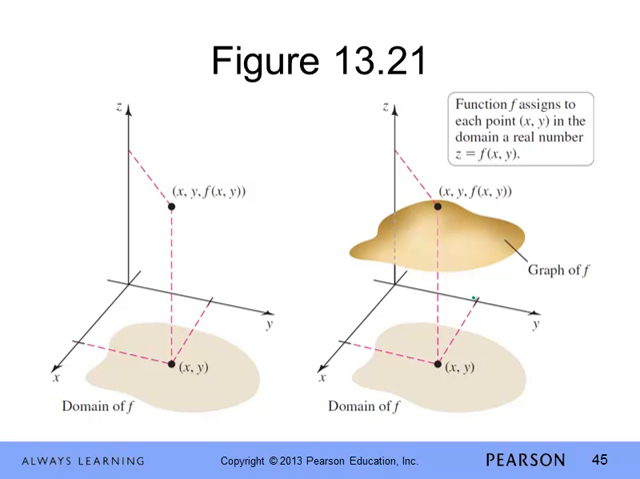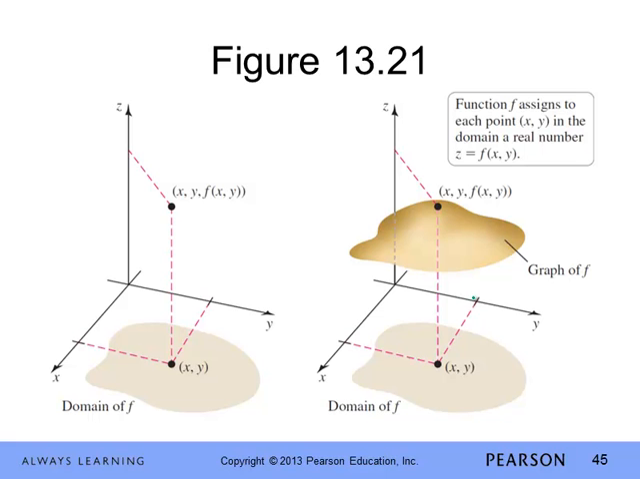So when we think about the graph of z as a function of x and y, f of x, y, what's the graph? Well, the graph, frankly speaking, is going to be nothing more than a surface. Just like the graph of y as a function of x is some curve, we have a surface as the graph of a two-variable function.